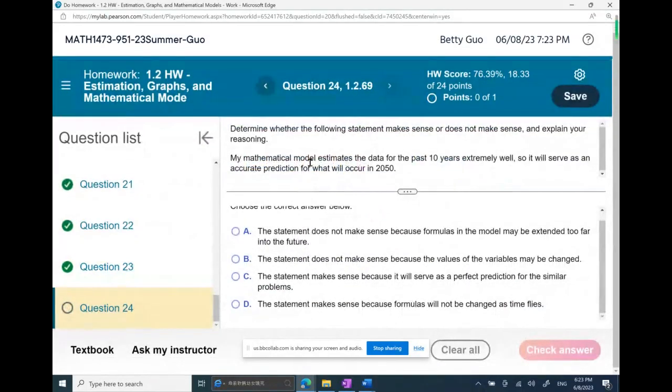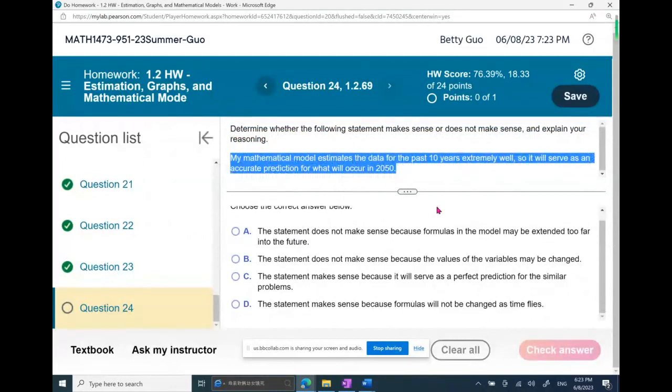Last one. Determine the statement. Let's see this statement. My mathematical model estimates the data for the past 10 years extremely well, so it will serve as an accurate prediction. Very extreme. When you see those words, the problem means it is a false statement. Accurately predict what will occur in 2050. For one, accurate is too extreme. For two, 2050 is far in the future. I don't think so. The statement does not make sense. So we're going to choose does not make sense.